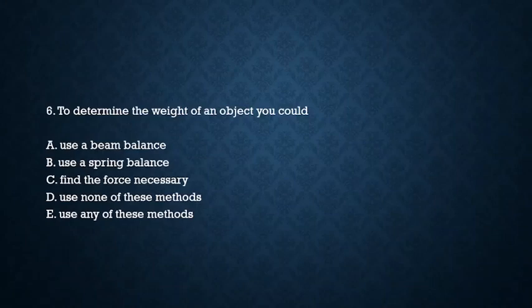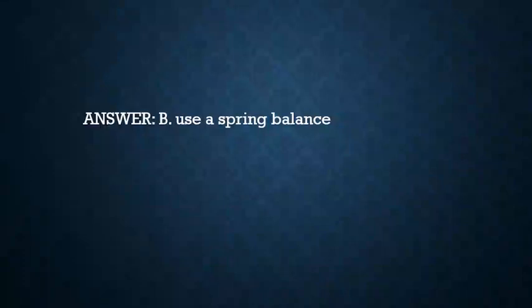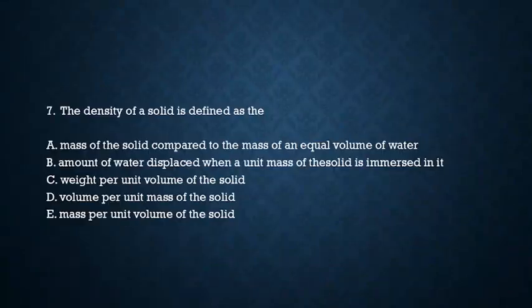Question number 6. To determine the weight of an object, you could: A. Use a beam balance. B. Use a spring balance. C. Find the force necessary. D. Use none of these methods. E. Use any of these methods. The answer is B, which is use a spring balance.